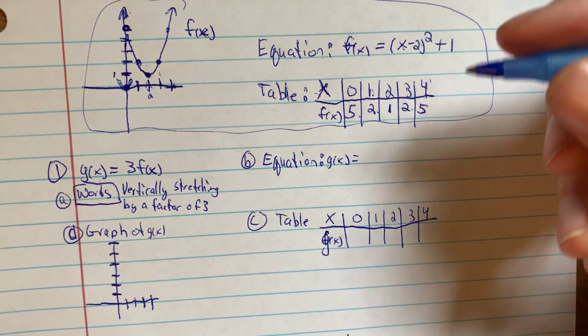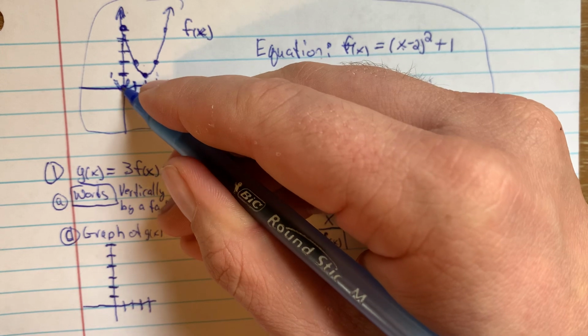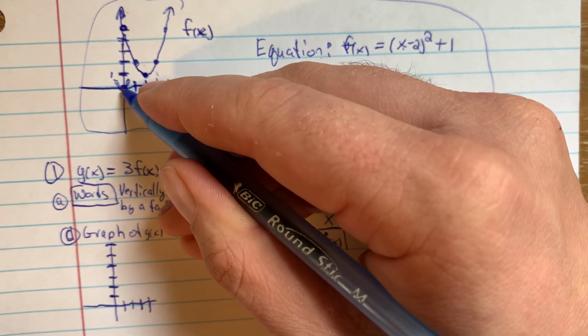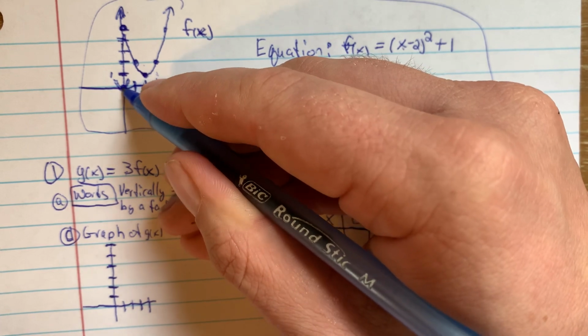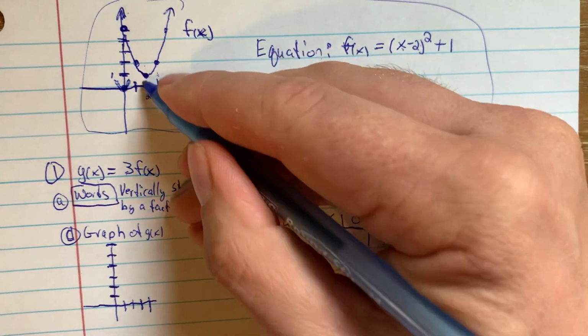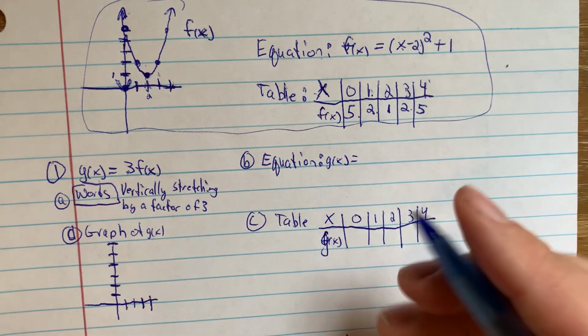The big difference here is that always before we were vertically stretching functions that were starting at y equals 0. And when you do 3 times 0, it's still 0. It never moved the vertex. But now we don't have a vertex that is 0, and you'll see that it will in fact move the vertex. Let's look at it.